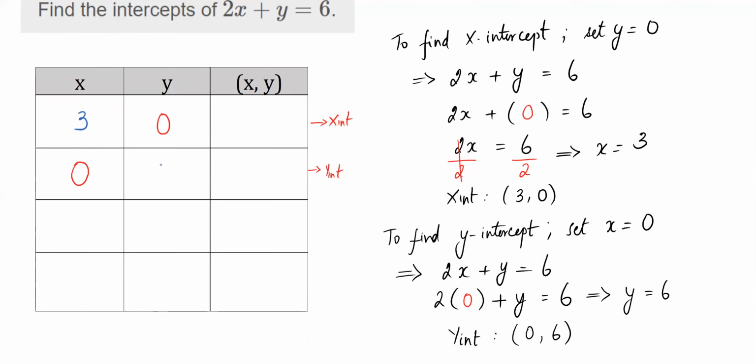In the table, you can come back and plug in 6 for the second row. So your x-intercept comes out to be (3, 0). The y-intercept is (0, 6). It makes sense because your y is 0 for the x-intercept and the x is 0 for the y-intercept. All good. We're going to need this for the next problem.